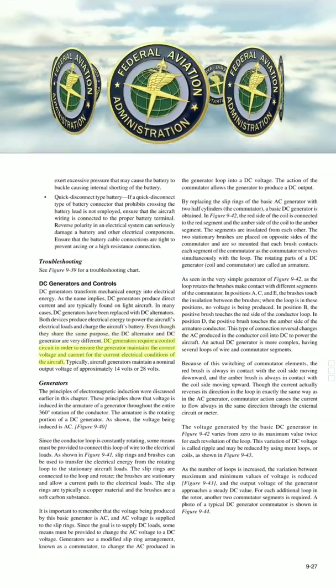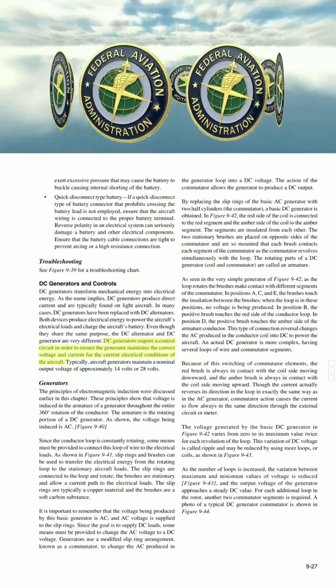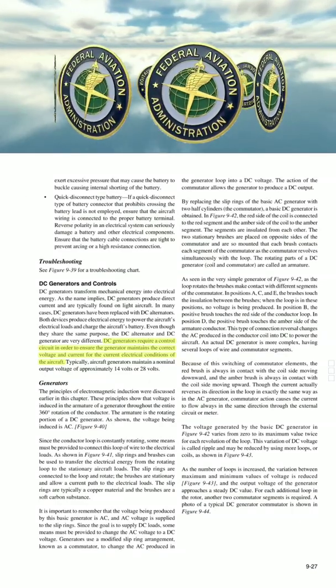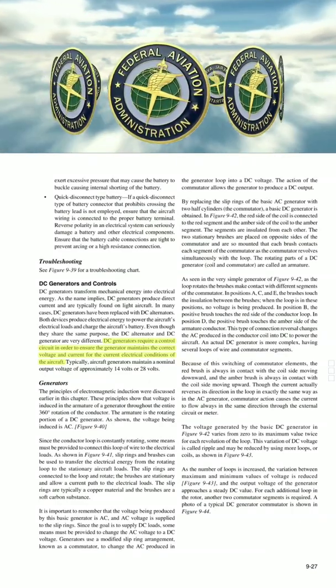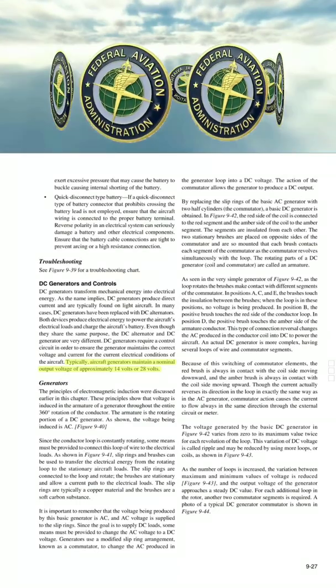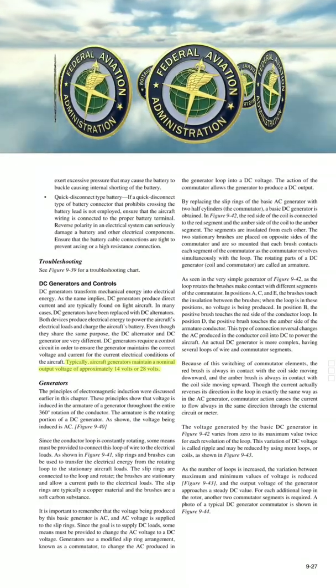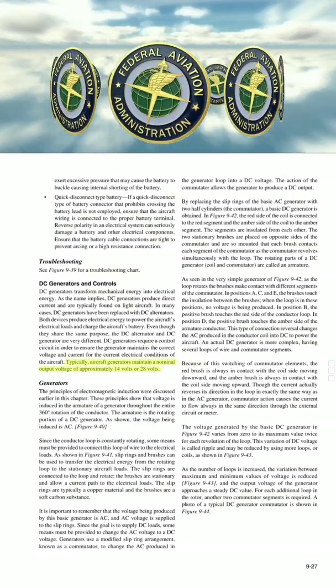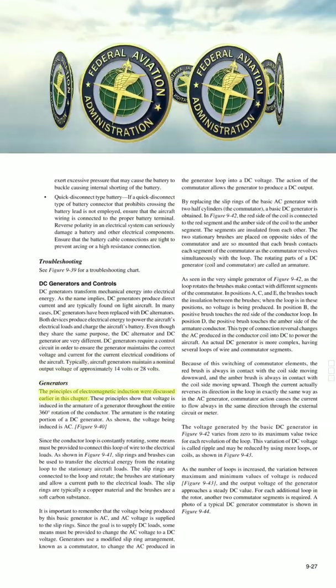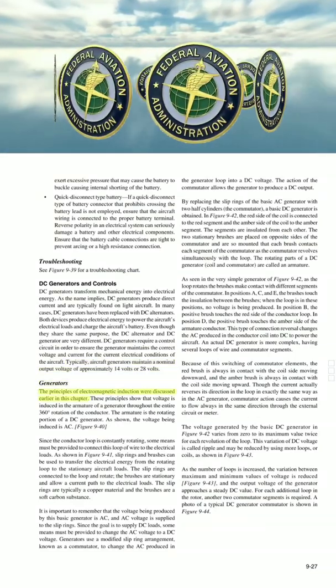DC generators require a control circuit in order to ensure the generator maintains the correct voltage and current for the current electrical conditions of the aircraft. Typically, aircraft generators maintain a nominal output voltage of approximately 14 volts or 28 volts. Generators. The principles of electromagnetic induction were discussed earlier in this chapter.